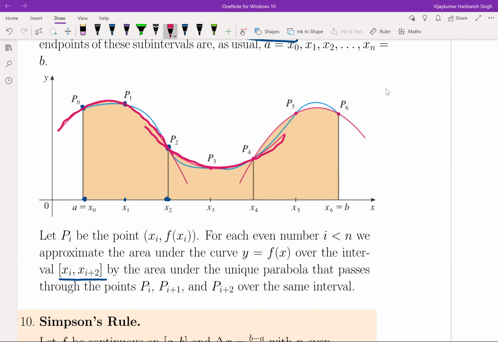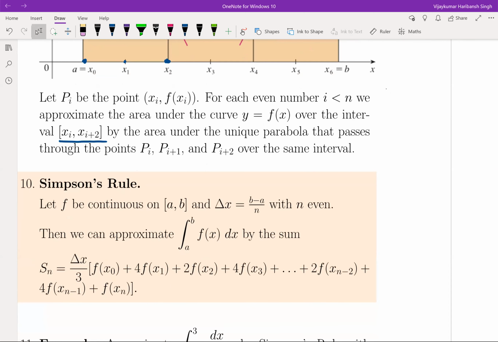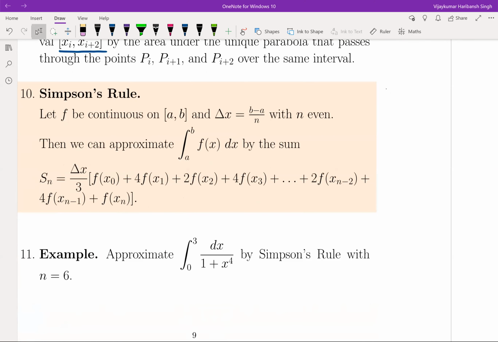So let's see how we do this. When the parabolas are integrated, it will give you the following formula. Unfortunately, I'm not proving it, but you can prove it. This is related to what is called Gaussian quadrature in numerical analysis. So the formula turns out to be delta x by 3 times f of x naught and f of xn as they are. The endpoints are like that.